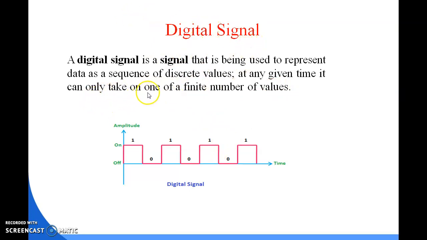A digital signal only represents a particular finite number of values, that means 1 0 1 0 1 0. On the time axis, this is the amplitude. This 1 is represented as on, and this 0 is represented as off. That's why analyzing a digital signal is easy compared to analog signals.